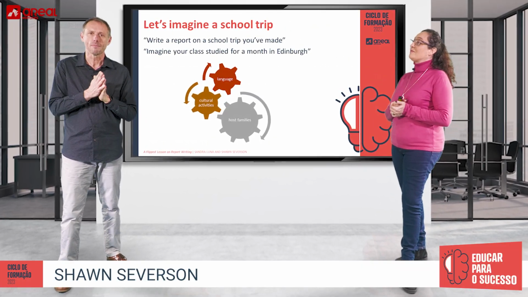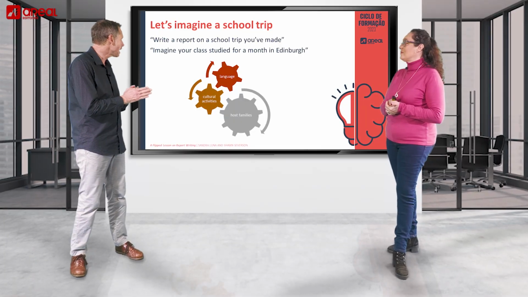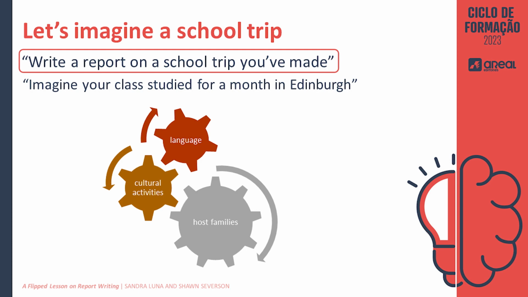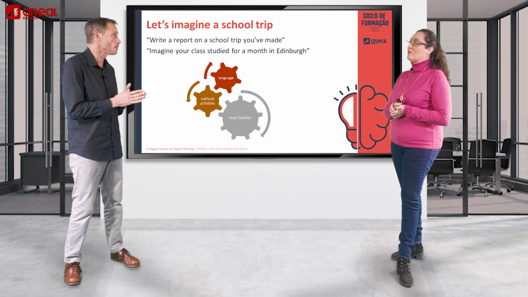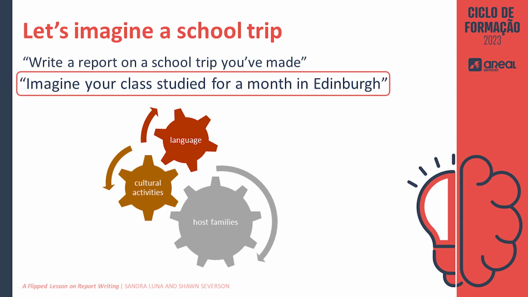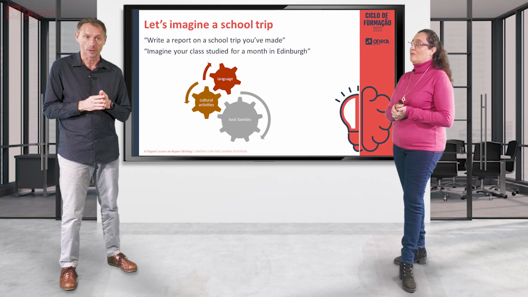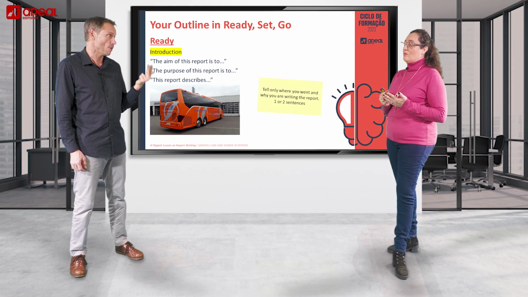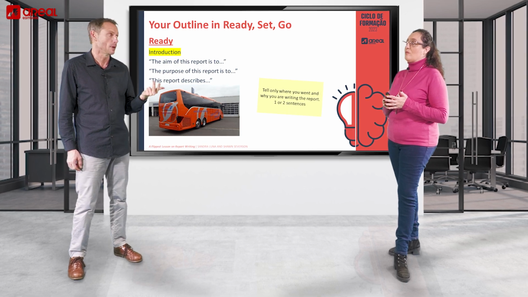Well, first of all, we have to imagine a situation. We need to know exactly what topic we're writing about. So let's imagine a school trip. You could have two different kinds of things to write about. One could be a report on a school trip you've made, or something more specific like, imagine your class studied for a month in Edinburgh. We have to have some topics, of course. We might talk about the language that we learned, the cultural activities we did, and the host families. These are things I have to think about and talk about my experience.